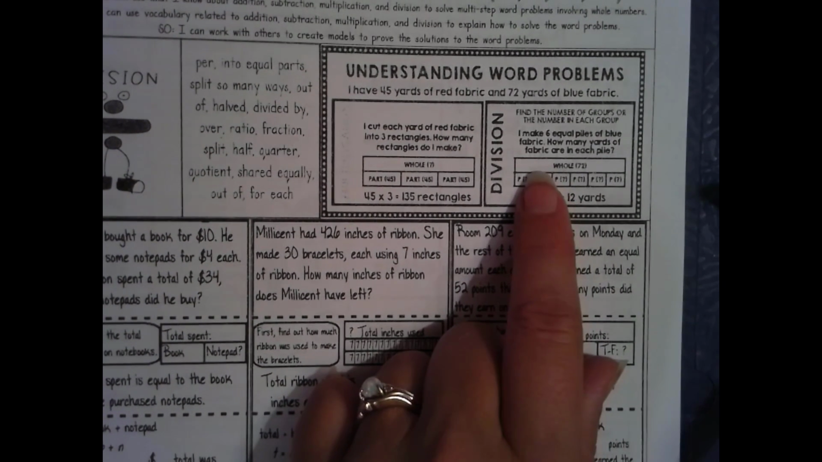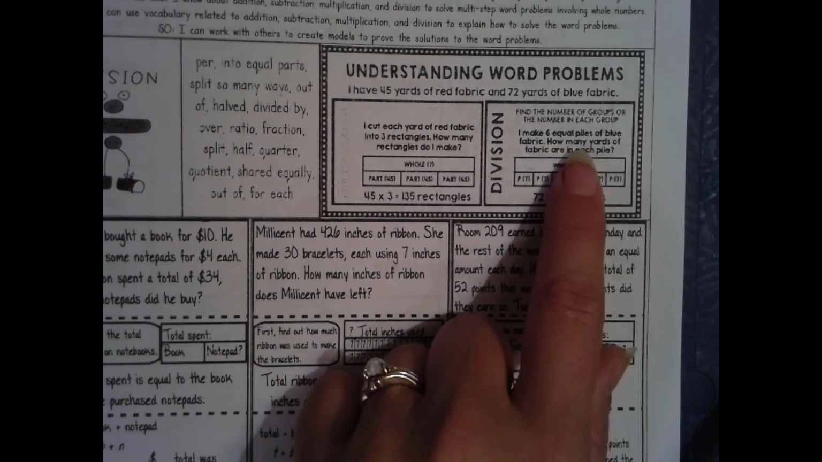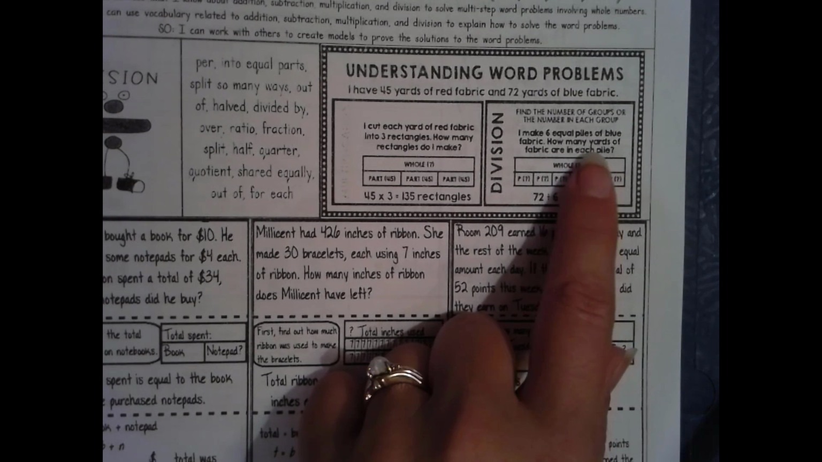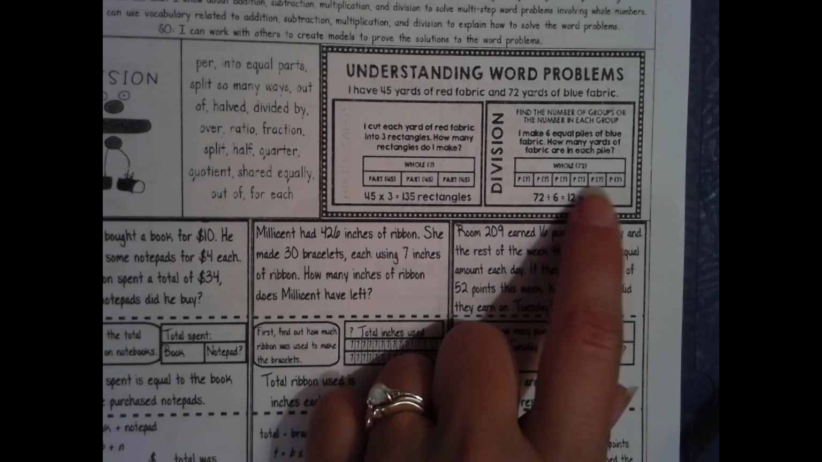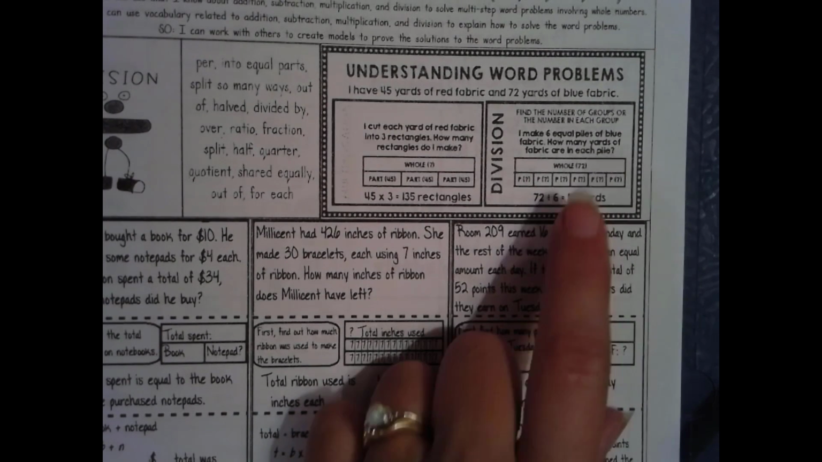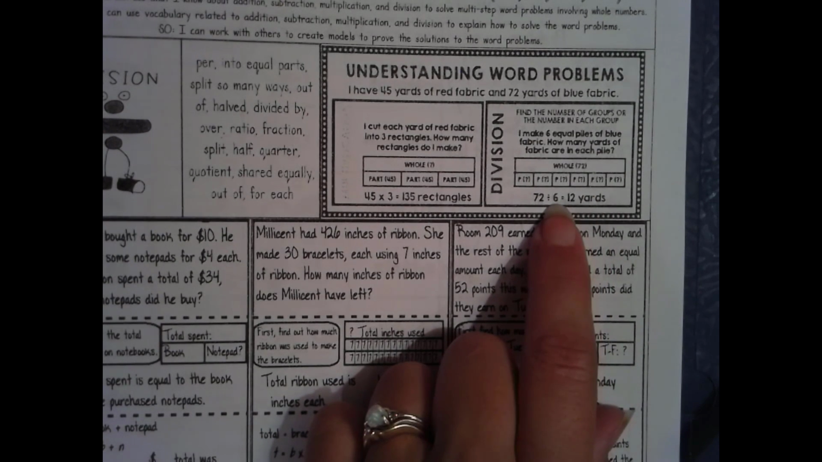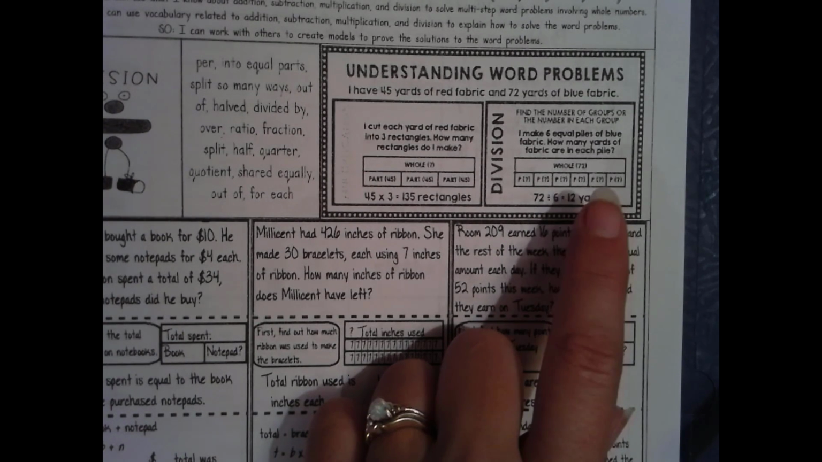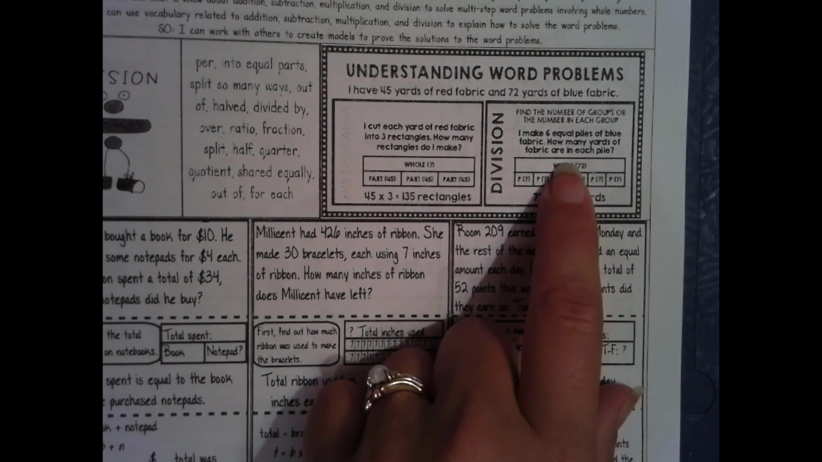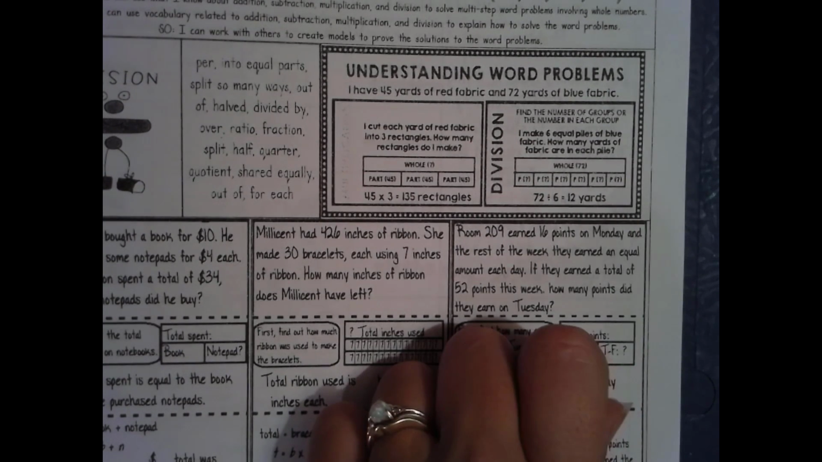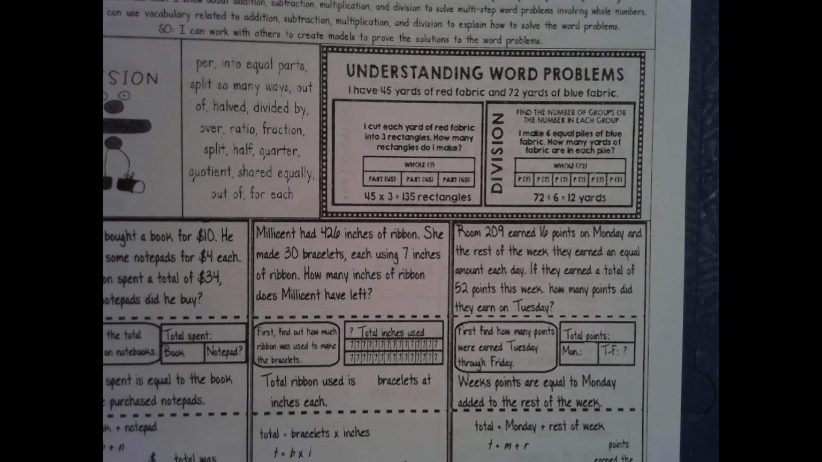Here, though, we are looking at division. I make 6 equal piles of blue fabric. How many yards of fabric are in each pile? Well, I know how many yards of blue. There's 72. And I'm going to put 6. 1, 2, 3, 4, 5, 6. So I'm going to divide it into 6 equal pieces. 72 divided by 6 is 12. There's going to be 12 yards in each pile. I did know the total, and I was making equal piles, so it was division.